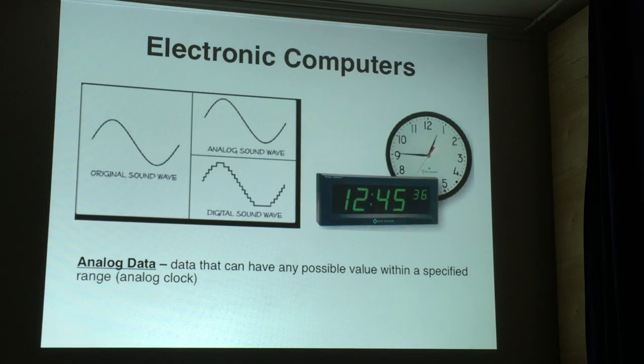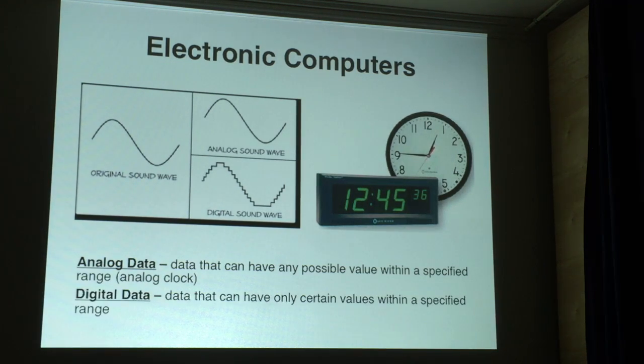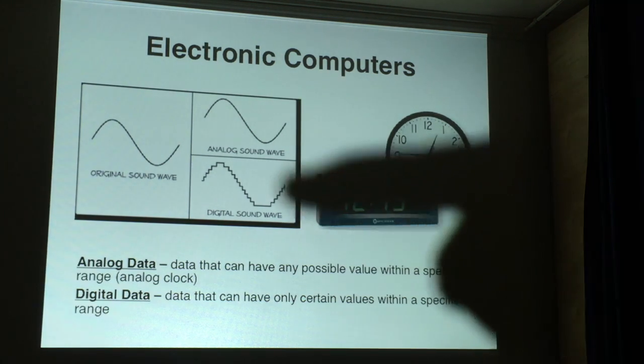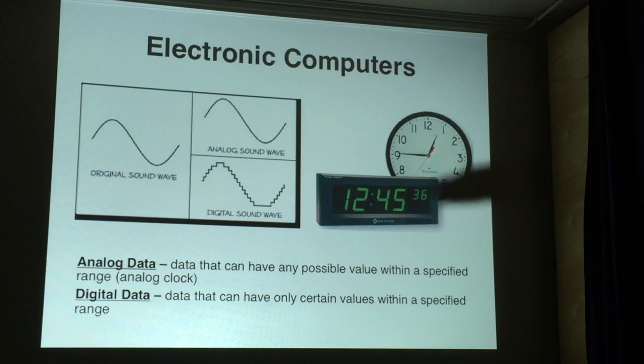The other type of data is digital data. And digital data can only have certain values within the range. And what you see is the digital wave has these steps. And so there's no way of expressing a data point in between a particular step. There's no way of expressing data points on this digital clock that is not a whole second. In other words, you can't specify halves of seconds or quarters of seconds. On an analog clock or on an analog wave, you can express halves, quarters.